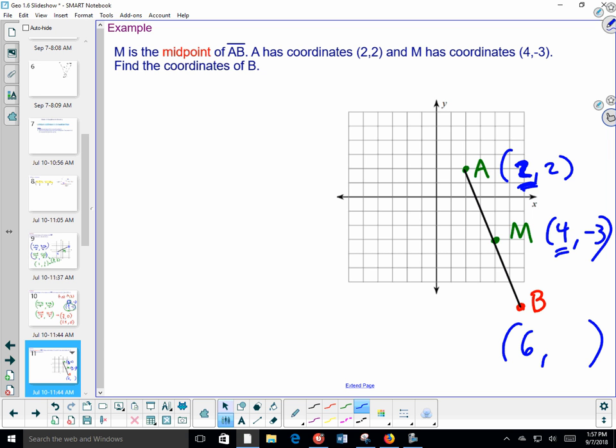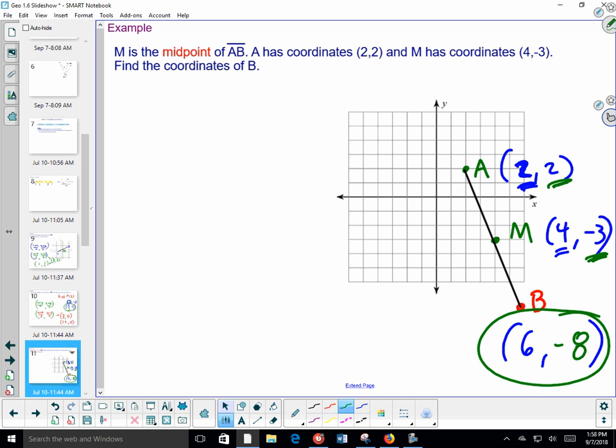And then what happened with the Y coordinate? The Y coordinate went from 2 to -3. So what happened there? -5. And so we need to do that again. -8. So I think that (6, -8) should be our ordered pair for the other endpoint.